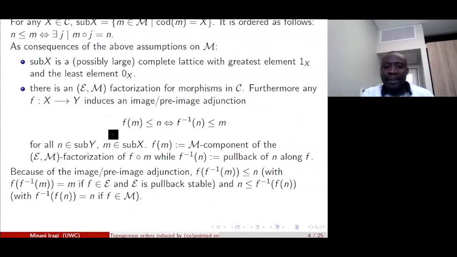Of course, the easy example that one can think of here is the category of topological spaces, where we take M to be the class of embeddings and E the class of surjective continuous maps, and then we have that every continuous map can be factored through its image. That's a basic example of such a factorization. Furthermore, each morphism f induces an image and pre-image adjunction. The image of a subobject will always be thought of as the M-component of the (E,M) factorization of the composition of f and m. And the pre-image we normally take as the pullback of the subobject along the morphism.